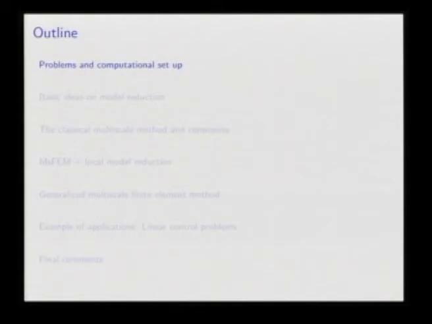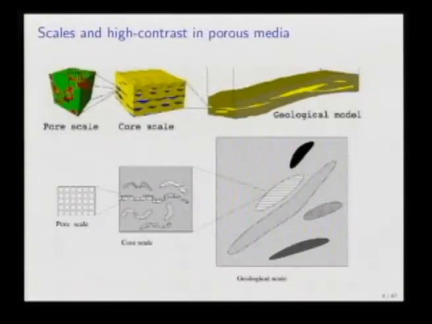Then I'm going to present the kind of problems we are dealing with and how we think the cost can be set up. We're in porous media, so we have multiple scales, that's the problem. Usually you have a grid that resolves some of the scales, but you want to include effects of all of them in the solution.